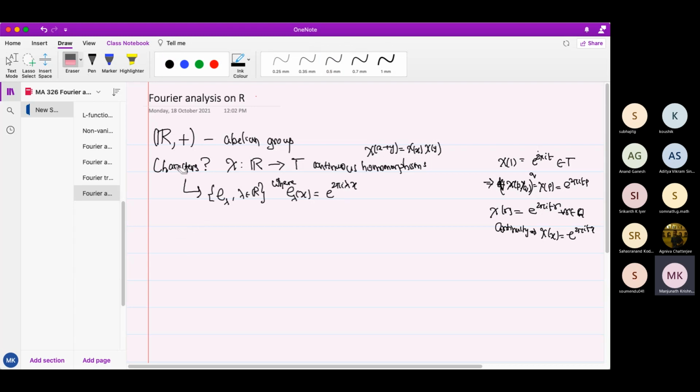Further, the multiplication of characters, that's how we introduce group structure on characters. So it's also clear that e lambda times e mu is e lambda plus mu. That's how the complex exponentials work. So in that sense, in this case the dual group R hat is actually R itself. We can identify it with lambda. Instead of writing e lambda, we can write it as lambda. R hat is R with pointwise multiplication of characters.